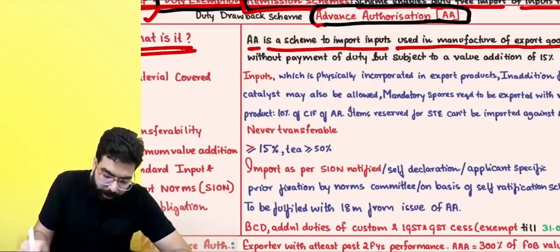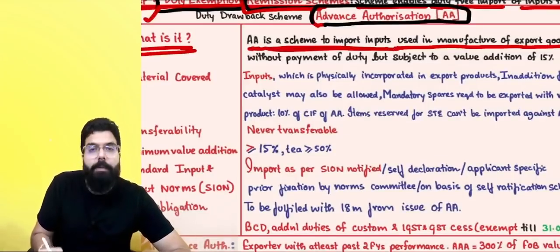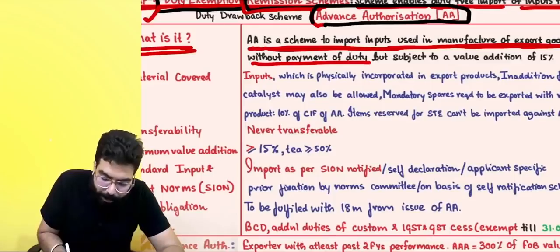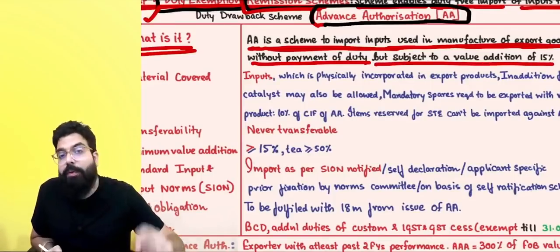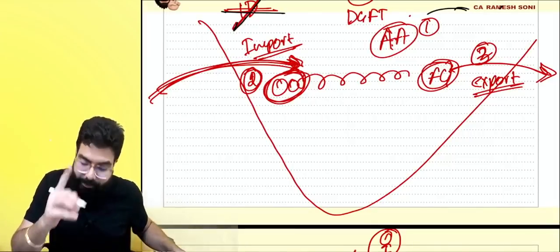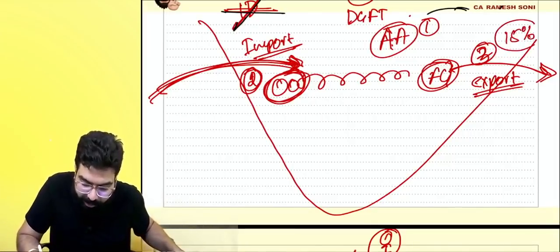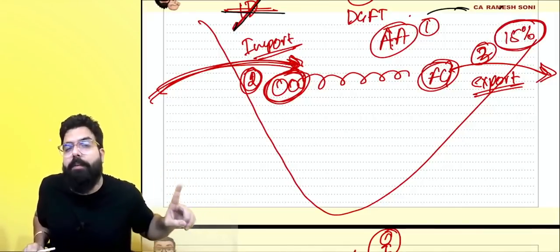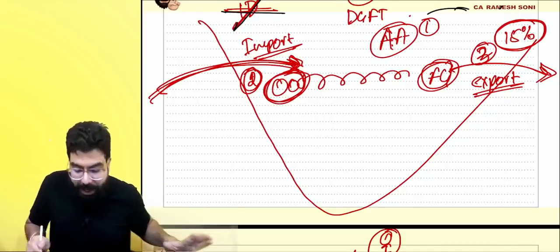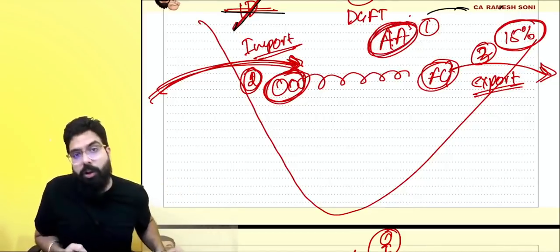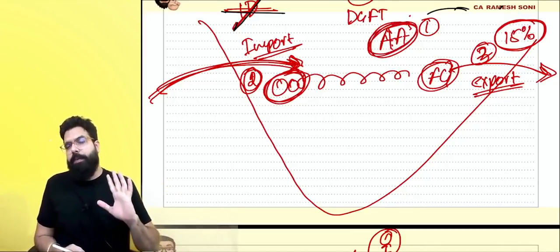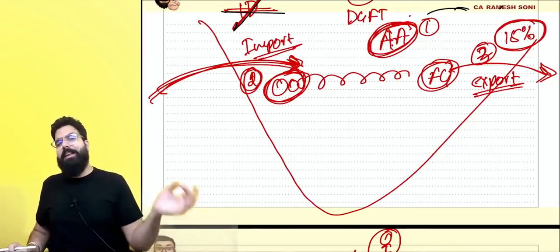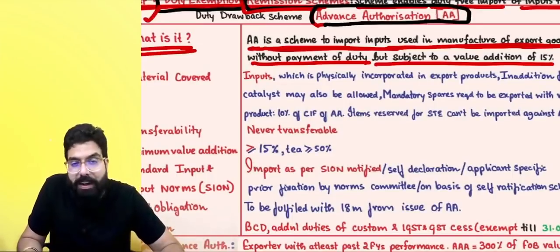Got it, sir. So here, advance authorization is a scheme to import inputs used in the manufacture of exported goods without payment of duty but subject to value addition of 15%. Government is saying, Ramesh, I want 15% value addition. What you have spent, you have to add 15% value addition. Only then, that is the condition, I am giving you the advance authorization. Value addition should be there. FOB value, if you spent 100 rupees, FOB value should be at least 115.